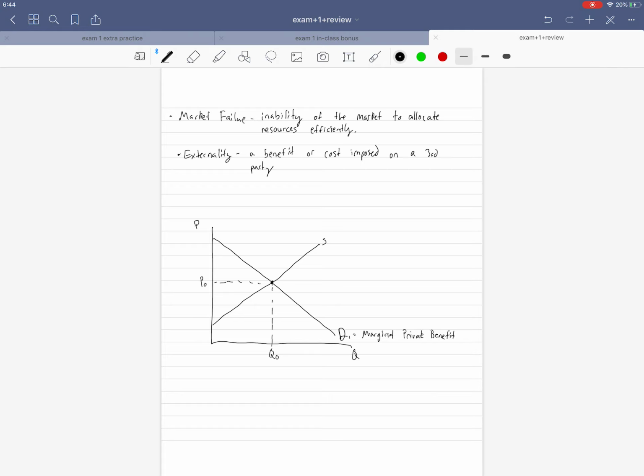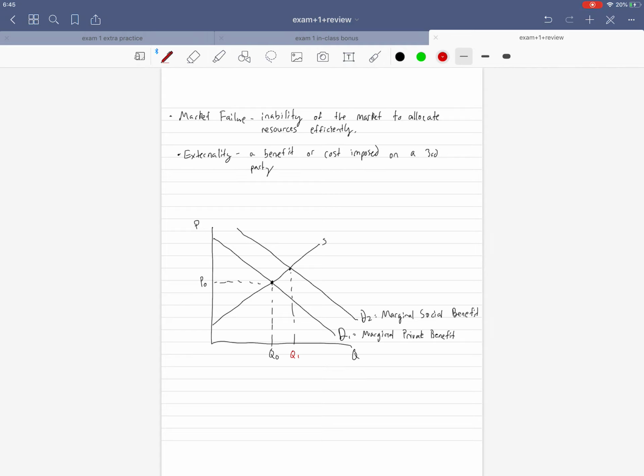And our equilibrium quantity. So anytime there's a positive externality, the market fails to take into account the marginal social benefit. So that's where we have this other demand curve, which takes in the marginal social benefit. Anytime there's a positive externality, what tends to happen is that that good is underconsumed. So let's say this is going to be Q1.